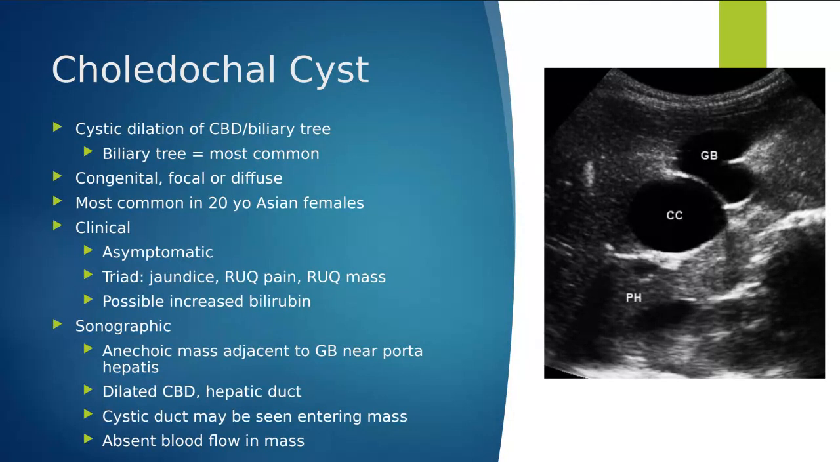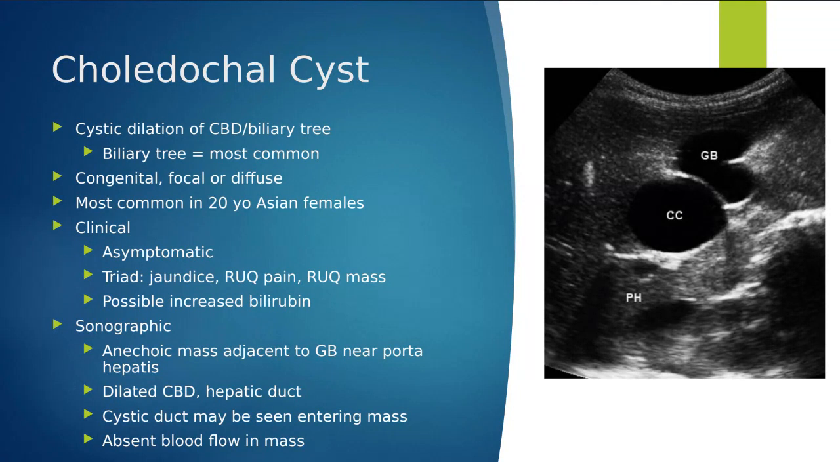On ultrasound, we are going to see an anechoic mass adjacent to the gallbladder at the porta hepatis. We could see a dilated CBD or hepatic duct, because as we know, we should not be seeing the common hepatic duct unless there's something wrong. The cystic duct may also be seen entering the cystic component of the choledochal cyst, and it is going to be absent of blood flow. So we're technically considering this to be a mass when really all it is, is focal cystic dilation of a particular segment in the biliary tree.